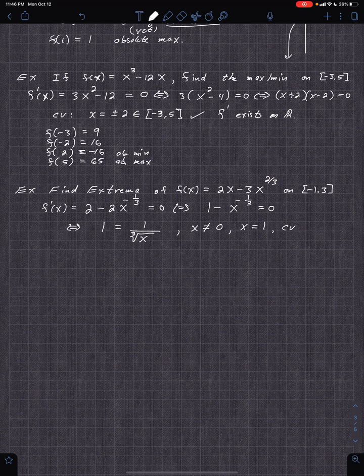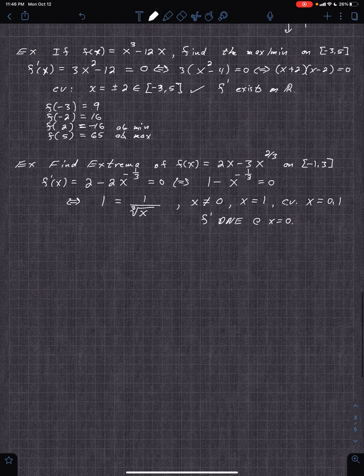So our critical values are x equal to 0 and 1, right? F prime does not exist at x equals 0. So those are our critical values. I could have solved this a little further for you. I forgot to do that. Cube root of x is equal to 1. Cube both sides, x is equal to 1. All along, we have to say x is not equal to 0, which is when it's undefined. Okay, so that's how I got that.